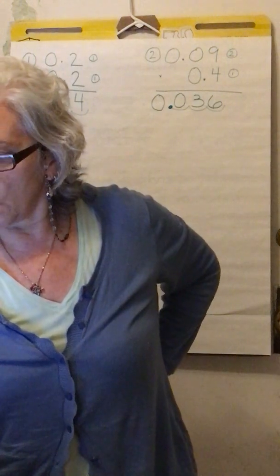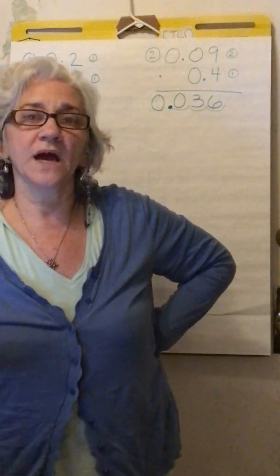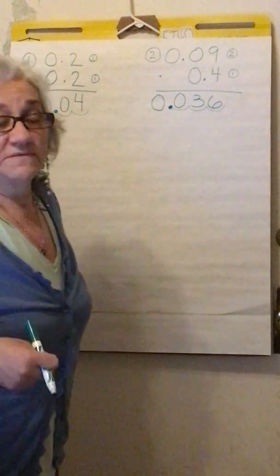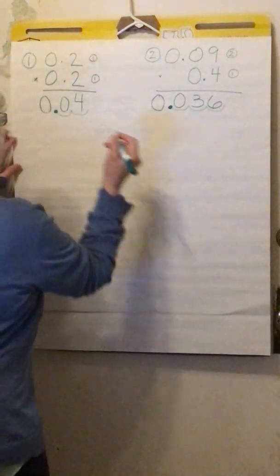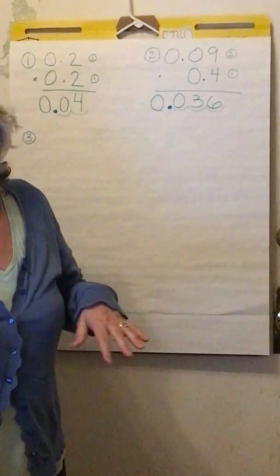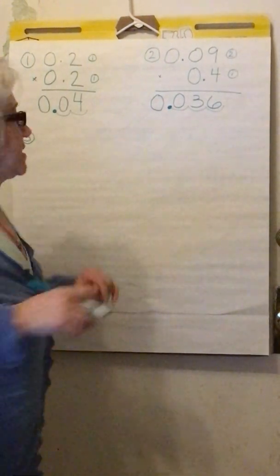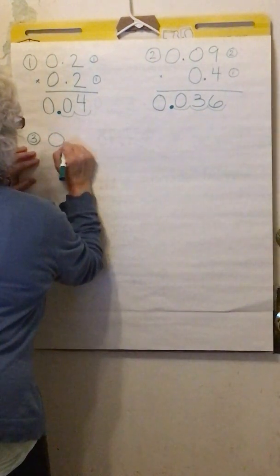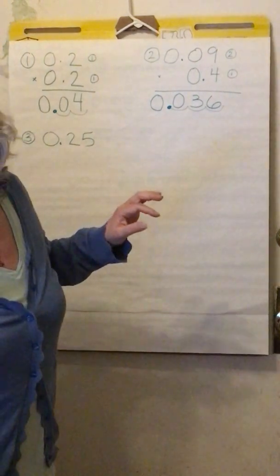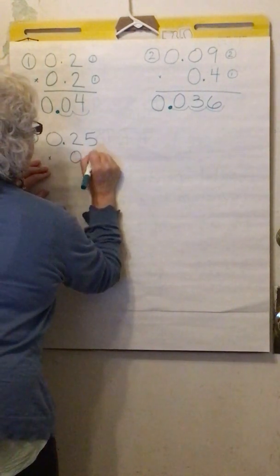I want to also look at ones like number 3, where we have a double digit and a single digit. We have to see if we handle that any differently. And as usual with math, the process is the process. So I can tell you we don't handle it differently. We do exactly what we've done the first two times. So we've got 0.25 times 0.3.